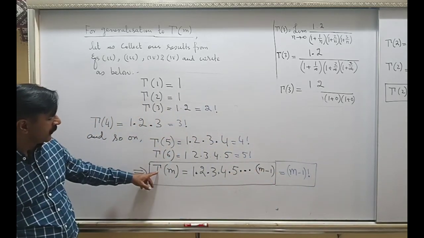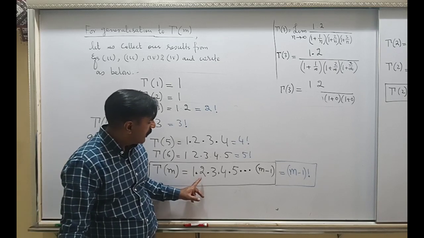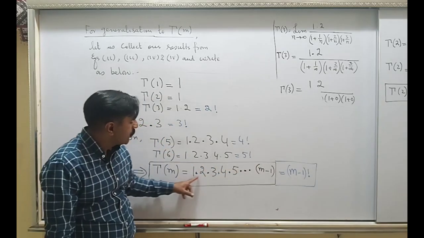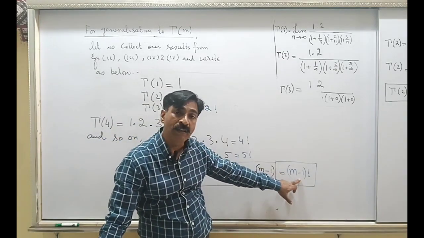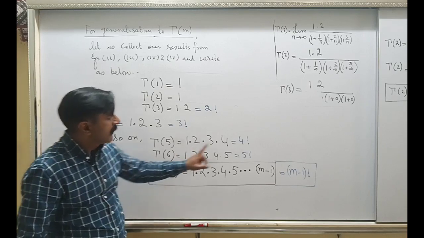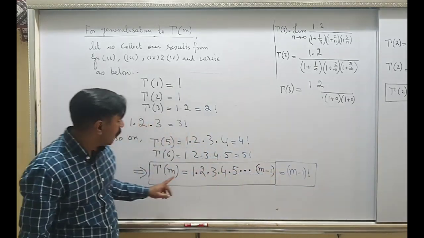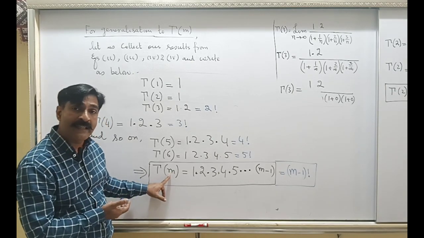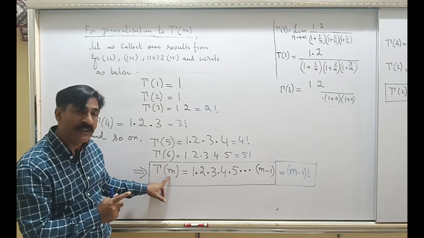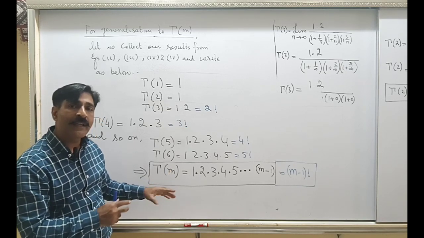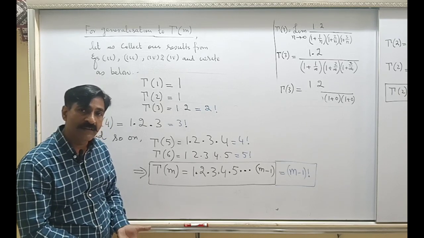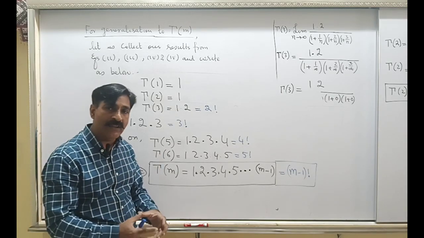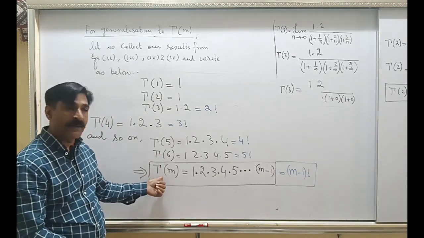So gamma m is a product of the first m minus 1 positive integers, or this product can be written in the form of a factorial. So the gamma function is a factorial function when the argument z, which was gamma z, is now looking as m. So when the argument of the gamma function is a positive integer, then the gamma function is a factorial function.